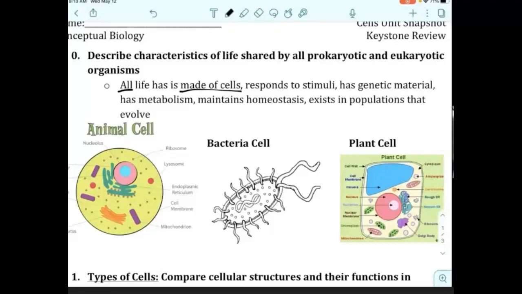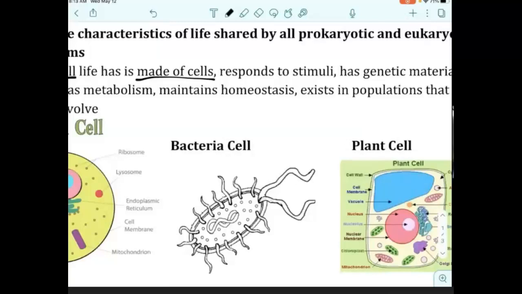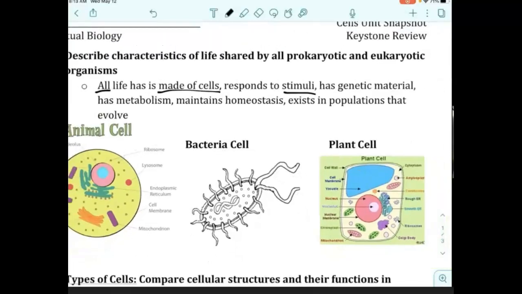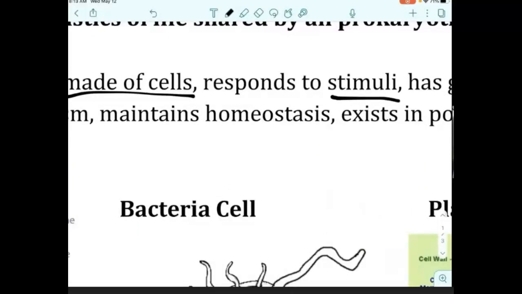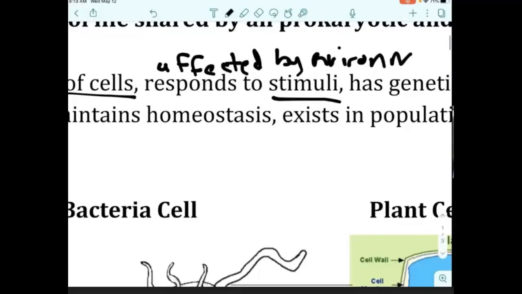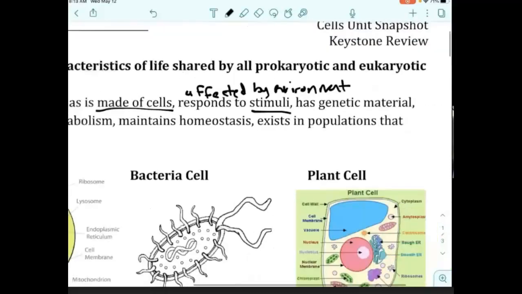The second thing is that all life responds to stimuli. If you find something stimulating, right, it affects you, right? And you're able to respond usually by action or thoughts, right? So this is the ability that life has to respond to stimuli. Another way of saying this is life is affected by its environment. Maybe we should say affected by environment. And of course, when we start talking about the environment, that has a lot to do with ecology, right? So life is affected by its environment.